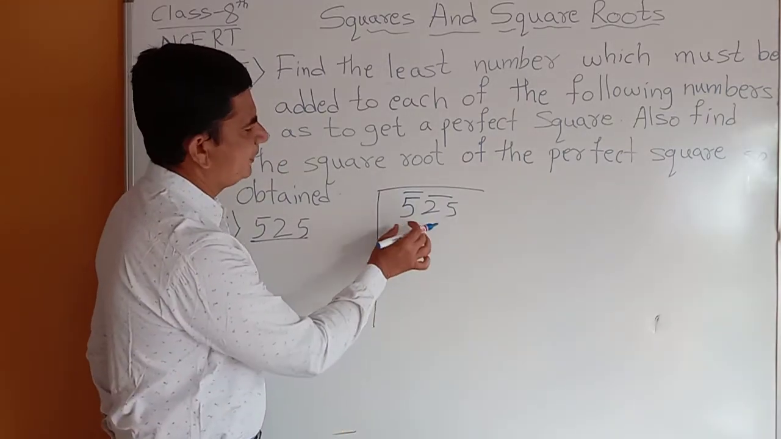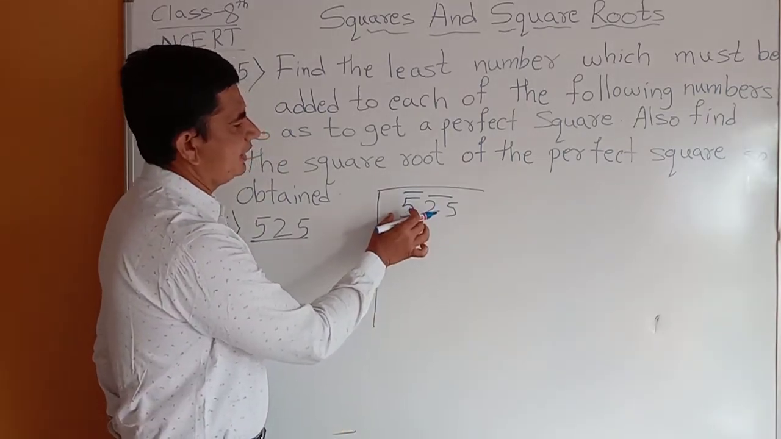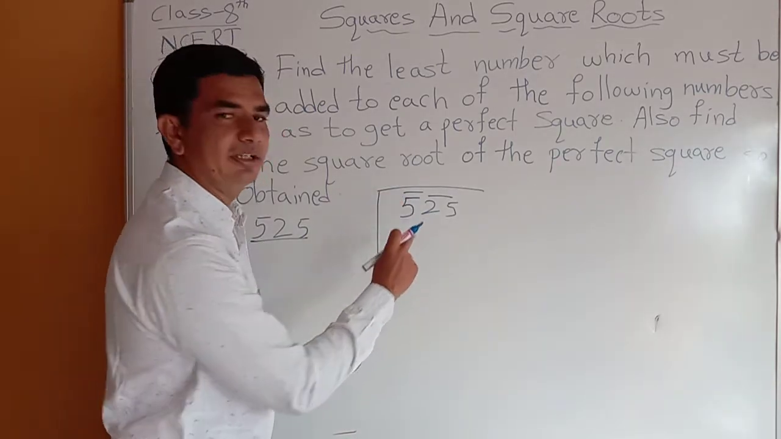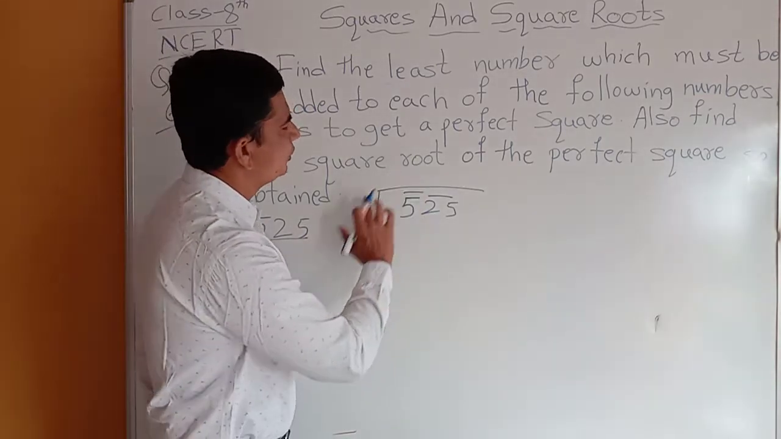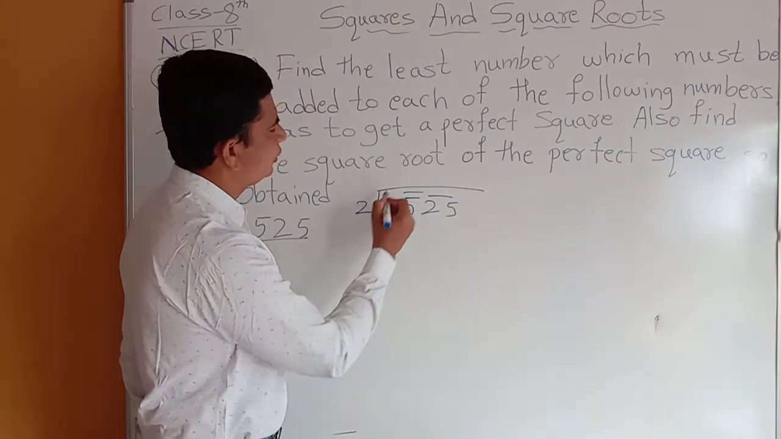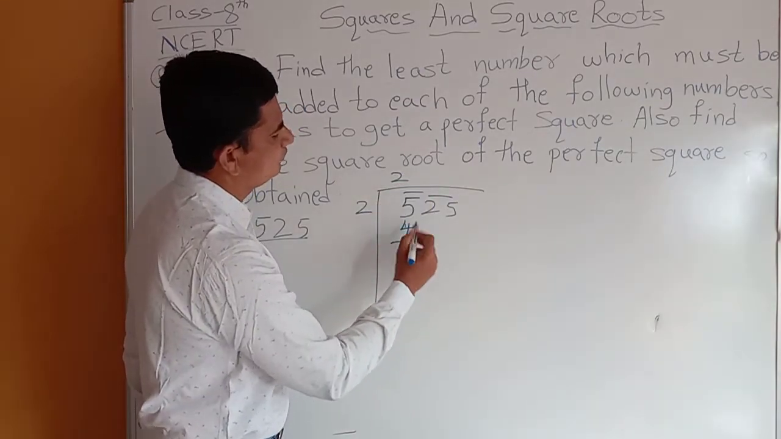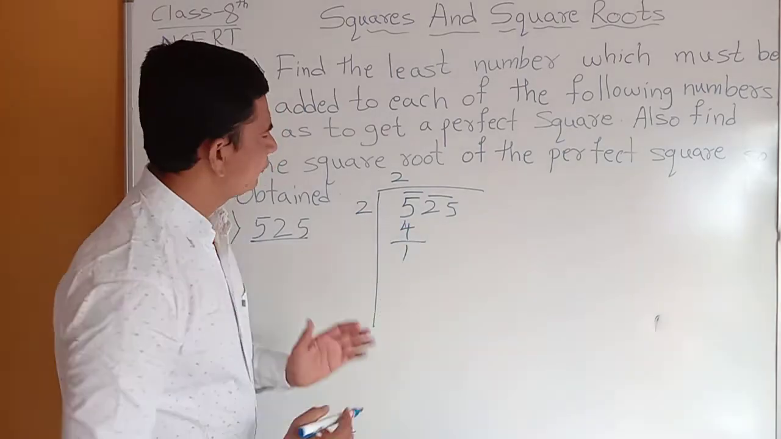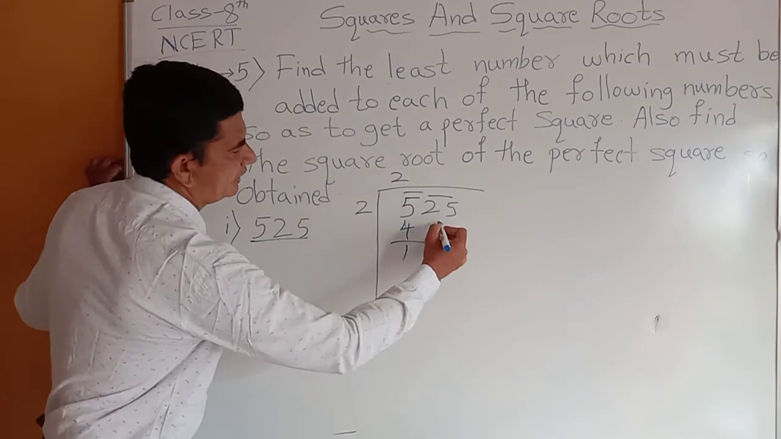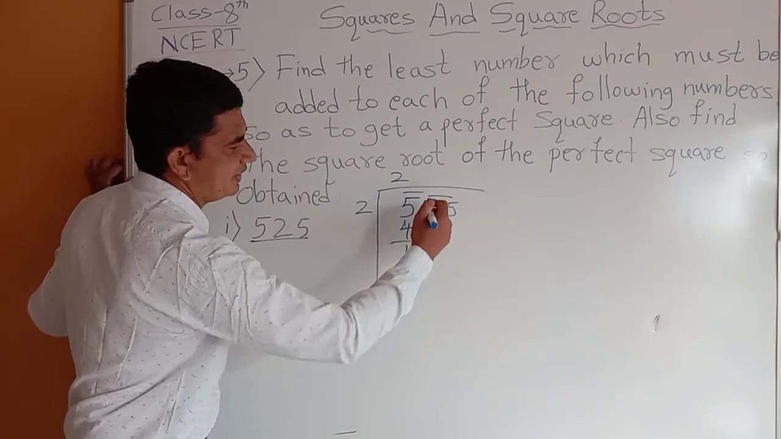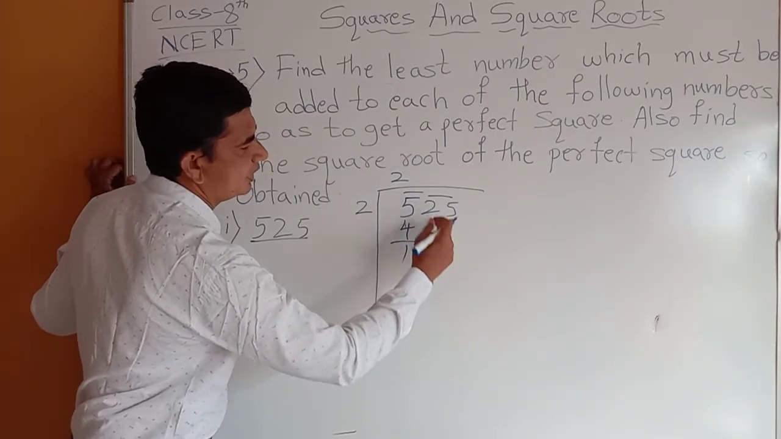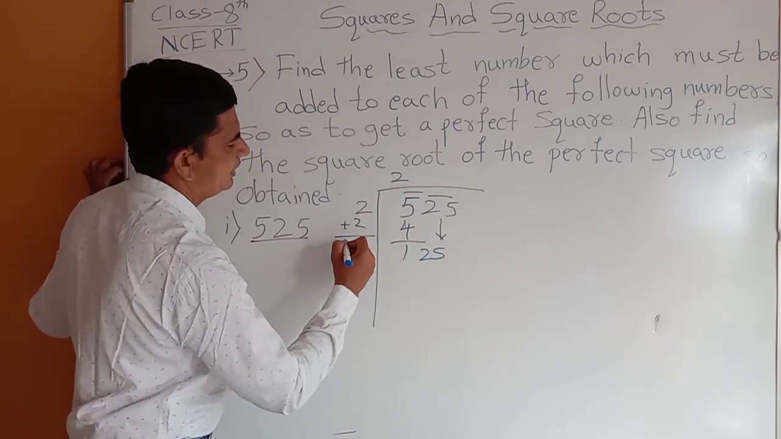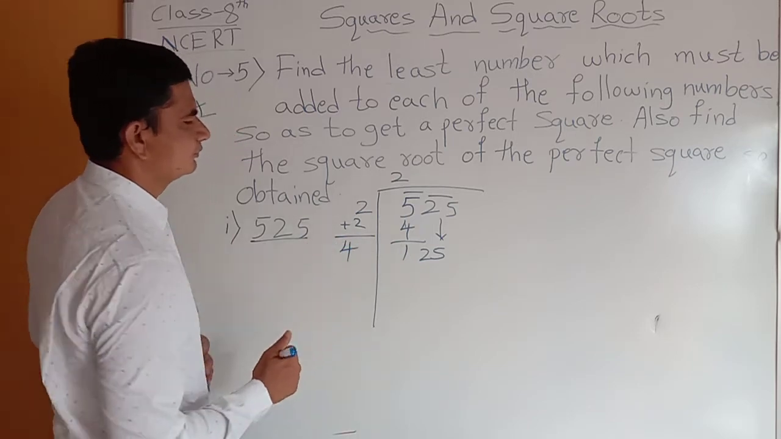We have to take the number in the first pair. So only 5 is there. If you take 1, 1 ones are 1, it is small. If you take 2, 2 twos are 4, so you can take 2. 5 minus 4, you will get 1. Friends, next we have to take this pair. Don't take a single digit, take a pair. So it becomes 125. Now double the quotient and add here, and we will get 4.